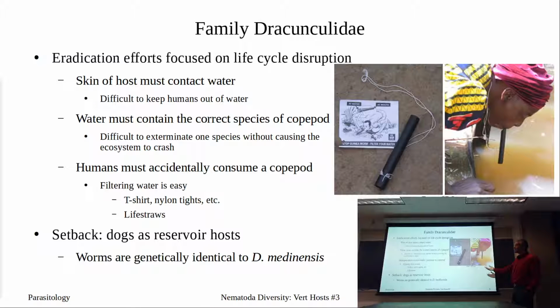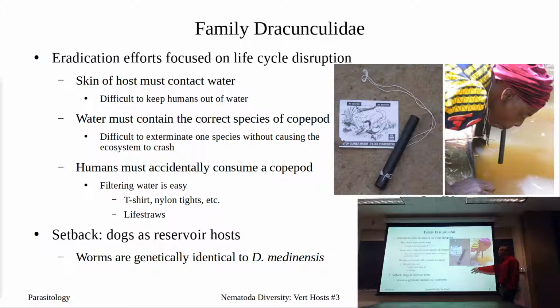So for this life cycle, that has been the focus. We know the life cycle requires water. That adult has to get to a water source where the J1s will get into the water, and then these J1s are actually fairly short-lived. They have to get into the copepod. They only have a few days. That's it. All right? So the skin of the host must contact water. Well, you can't tell humans you can't go to water. We're dependent on it. And that's why a lot of the human civilizations in these areas were focused around a water source. It's just not possible. You can't tell them, don't go to the water.